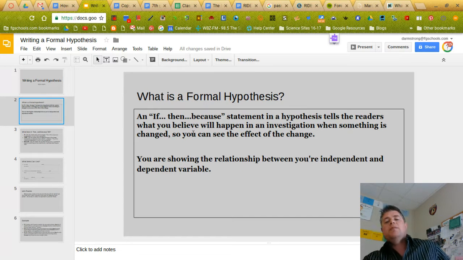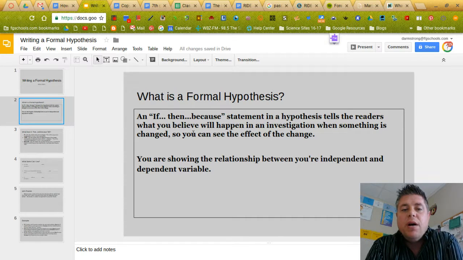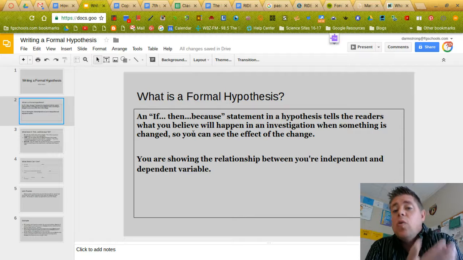what's a formal hypothesis? So I gave you two bits of information here. It's an if-then-because statement in a hypothesis that tells the readers what you believe will happen in an investigation when something is changed. Again, there's your independent variable. So you can see the effect of that change, which is our dependent variable.